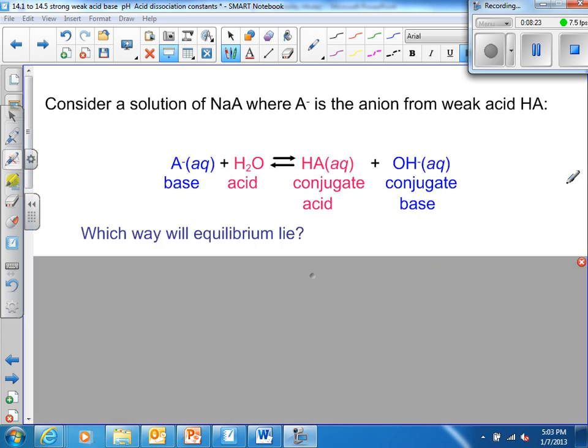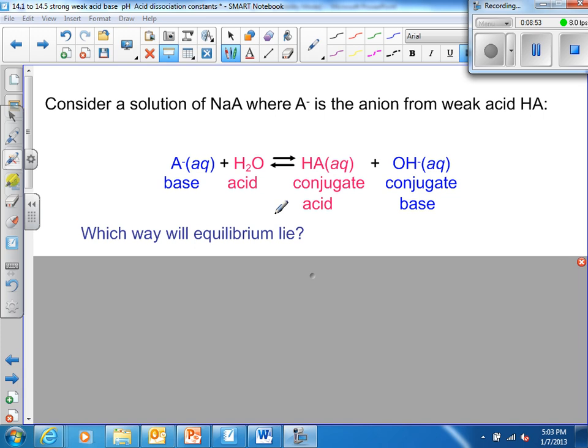All right, we have a problem now. We have a solution of sodium with an anion. A minus is just an anion. This A minus represents a generic anion. And the weak acid would be HA, where A is the generic anion. So we have A minus plus water makes HA plus OH minus. I'm just showing you the base, the acid, the conjugate base, the conjugate acid. Which way will the equilibrium lie?